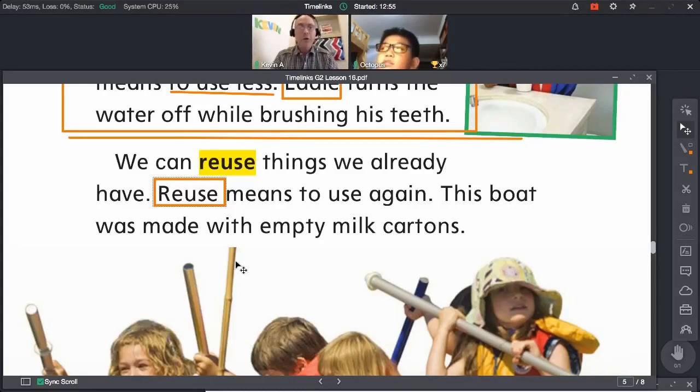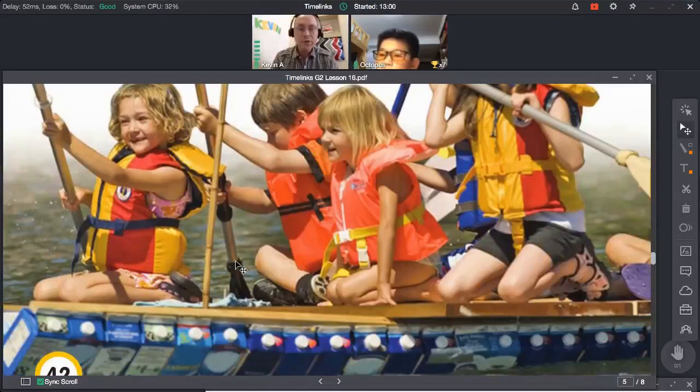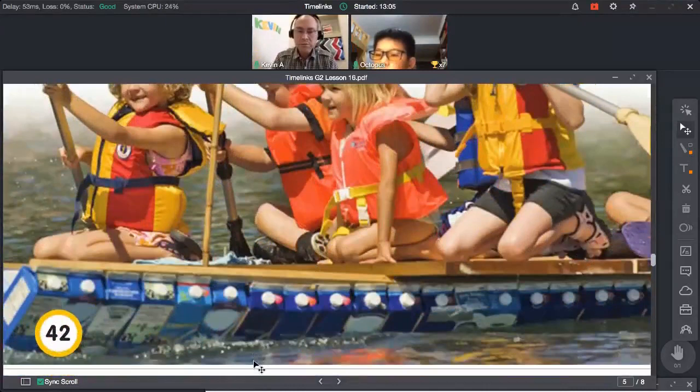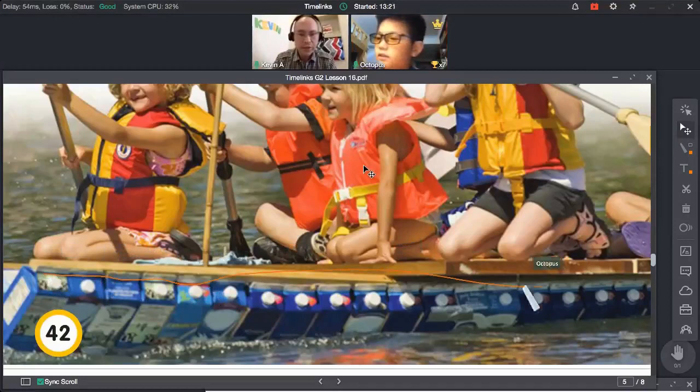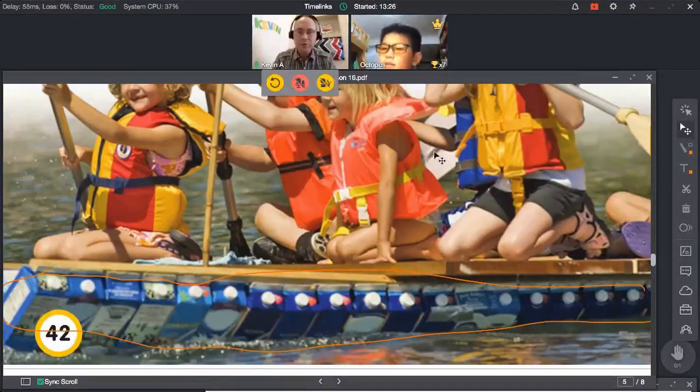Okay. And when you take a look at this picture, how are they reusing or using again the milk cartons in this picture? They use the milk box to make a boat. Yeah. Can you circle a milk box for me? Milk box is here. Yeah, excellent. Those are also called milk cartons. Yeah, it helps the boat to float. Perfect. So we also call milk boxes milk cartons.